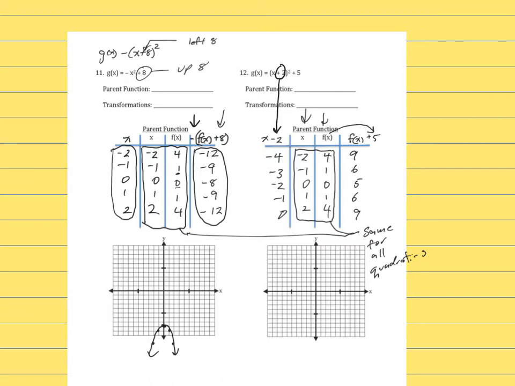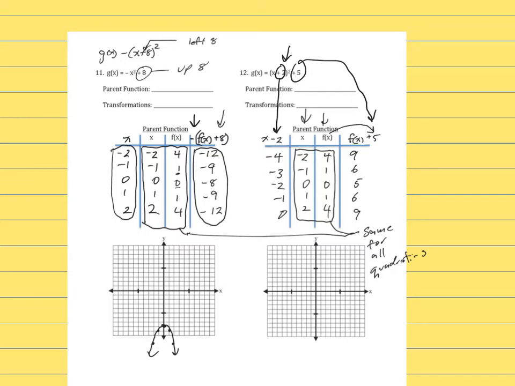This part here was a shift in the left-right direction, which is an x thing. The key is that we deal with the parent function and ask, going from the parent function, what happens to the x value? For number 12, that x value shifts to the left 2. Anything in the parentheses refers to what we do to the x value. Pretty much everything else is what we do to the y value. So the minus sign goes with the y value. The stretch or the shrink goes with the y value. And in this case, this 5 here also goes with the y value.